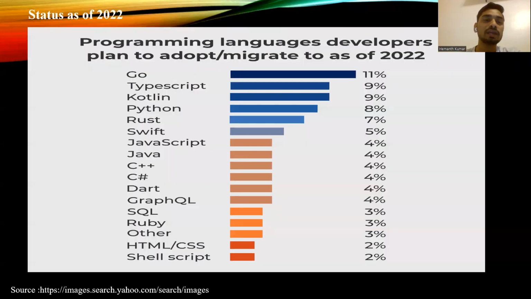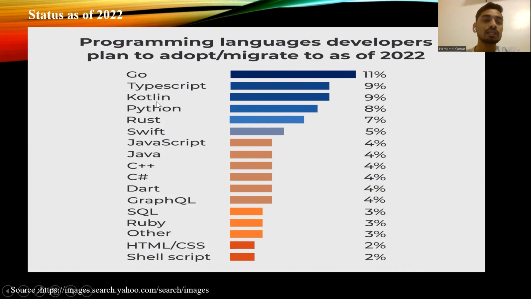And going ahead to the next slide, we have programming developers who are migrating from their previous work to new work. Most of the people have migrated to Go, TypeScript, Kotlin and Python, and very few members are working on HTML, CSS, Ruby and SQL. It's very few compared to Go, TypeScript and Python.